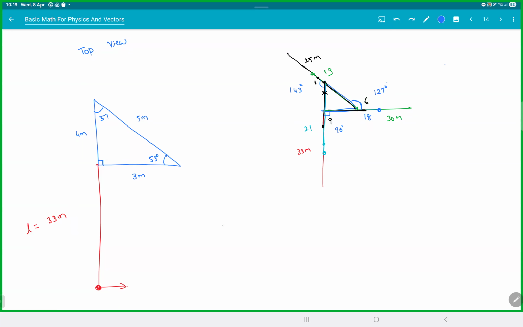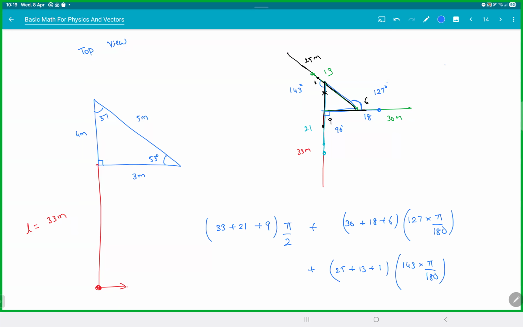So the answer would look something like this. So 33 plus 21 plus 9, that would be into pi by 2, plus 30, 18, 6, that would be 127 degrees. But remember, you have to write in radians. So multiply by pi by 180. Numbers are not really that great. You have 25, 13, 1, and that's 143 degrees. You have to convert into radians, pi by 180. Yeah, if you can, it's okay. You can leave it there. But I hope you got the idea there. You keep subtracting the distance and you keep changing the angle there.